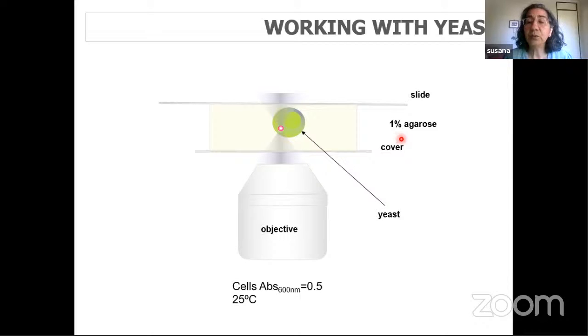And also we put them in 1% agarose. This is low melting point agarose. So we put it in a sandwich between a slide and a cover. Ready. And since this work takes months, you have to normalize your samples. So our normalization in this sense was the cells absorbance, meaning scattering around 0.5 at 25.